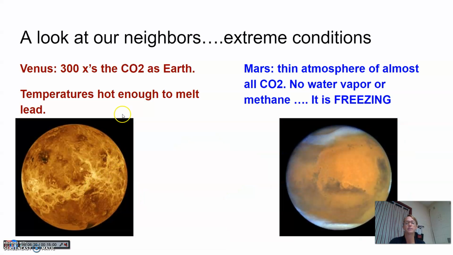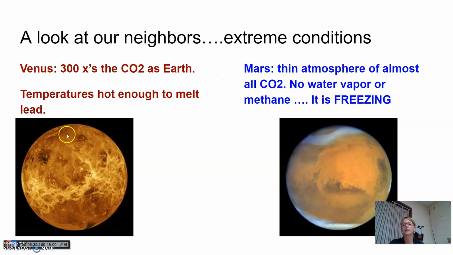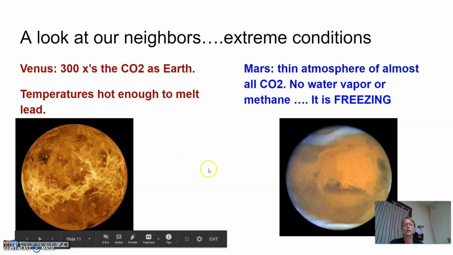Why do we care about this? We have some extremes going on. Oh, there I am. Look, I wasn't showing up. Venus has 300 times the carbon dioxide we have, and it is a boiling hot planet. Mars has basically no carbon dioxide and it's freezing. We are the Goldilocks planet, and we exist right here in the middle of these two extremes.